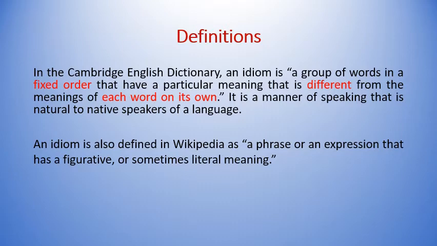In the Cambridge English Dictionary, an idiom is a group of words in a fixed order that have a particular meaning that is different from the meanings of each word on its own. It is a manner of speaking that is natural to native speakers of a language. An idiom is also defined in Wikipedia as a phrase or an expression that has a figurative or sometimes literal meaning.